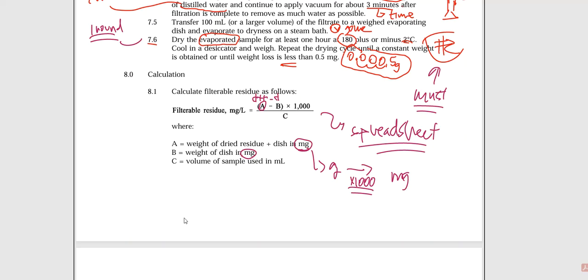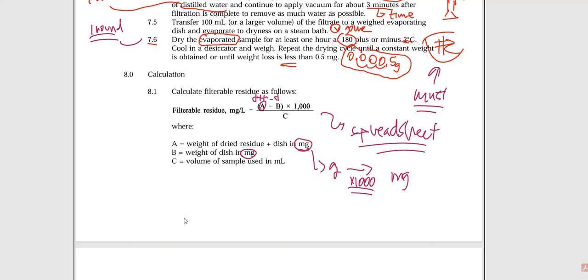So the clean dish has a certain mass, and then the dish and the residue has a certain mass. In order to calculate the mass of the residue, you just take the difference between those two numbers, and that's why there's a subtraction in here. So the dish and the residue total minus the dish only will give you the amount of residue that you have generated, that you've captured, that you have in that evaporating dish, all right? So again, it's got to be milligram, multiply by 1,000. That way you can start those two numbers together.